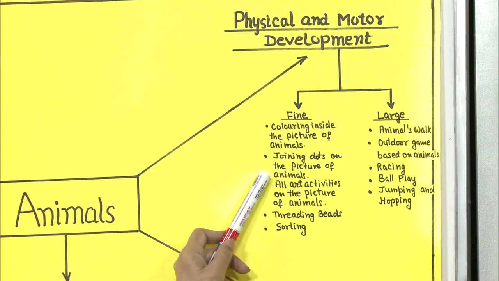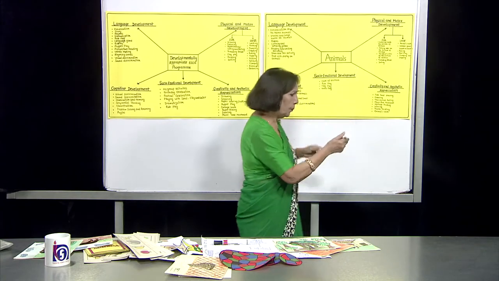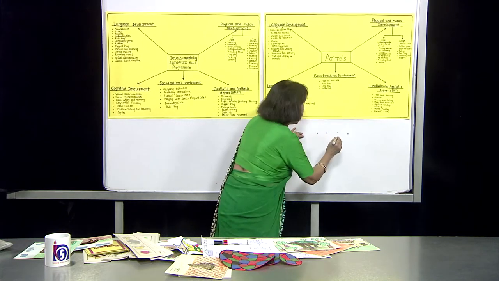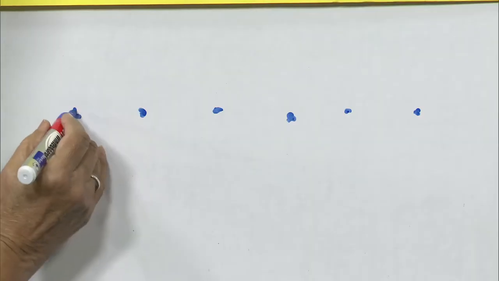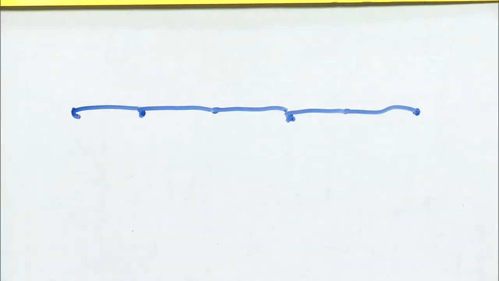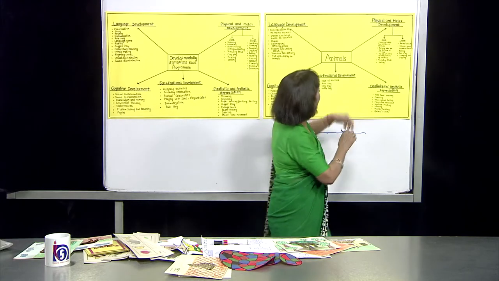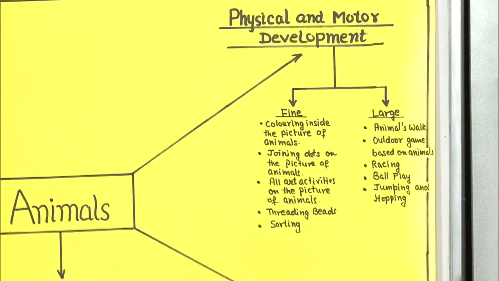Joining dots on the picture of animals for fine motor development. Suppose this is the picture, I ask the children, these are the dots, and ask them to join the dots. So children will join the dots. And this activity will help in fine motor development. Okay, and then comes all art activities for fine motor development, threading beads and sorting.